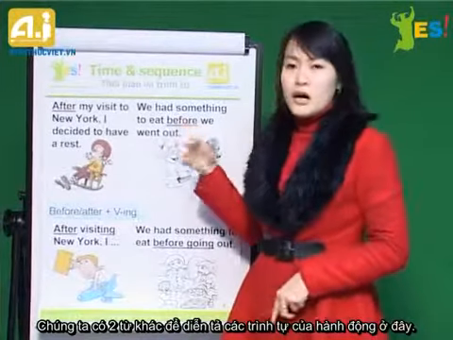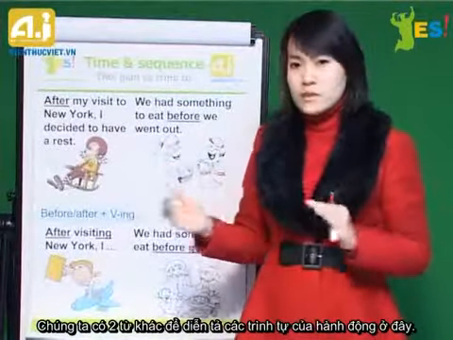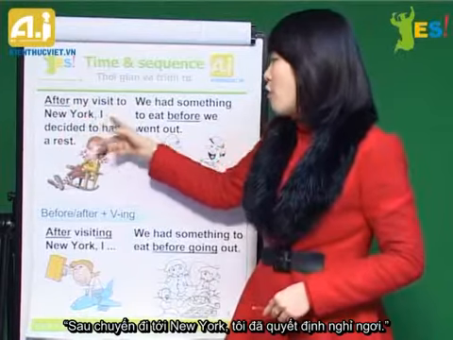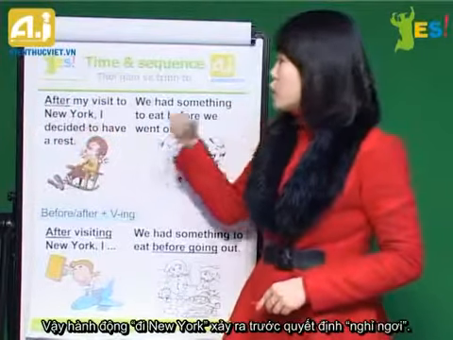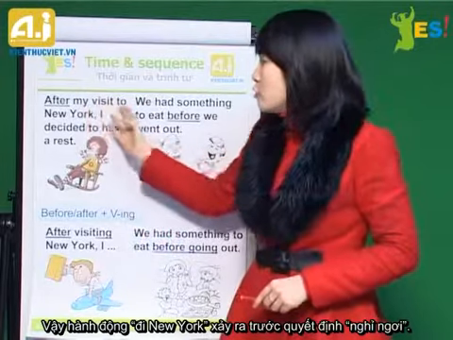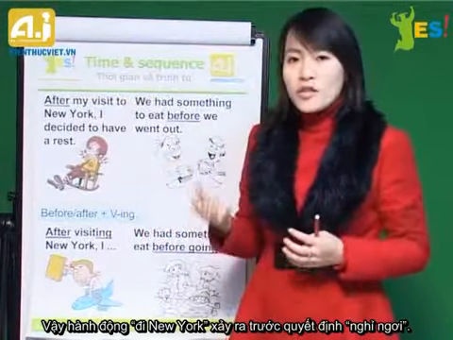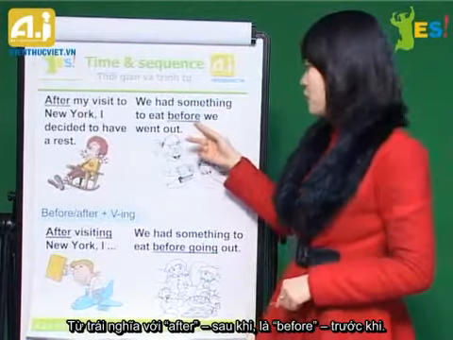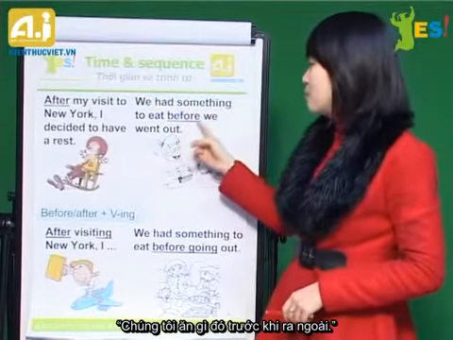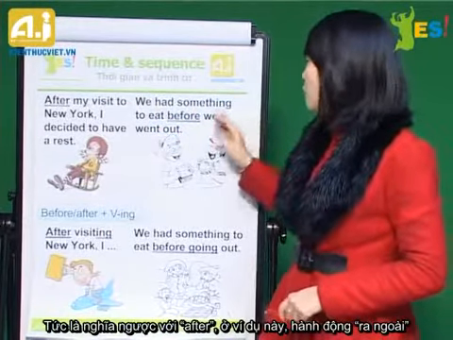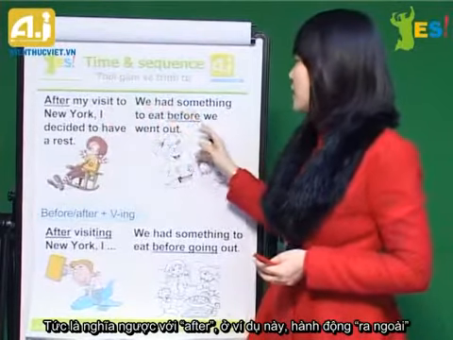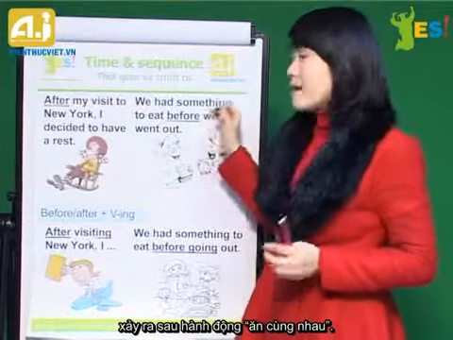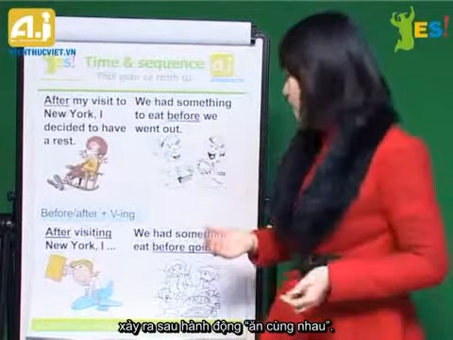Okay, we have two other words to describe the sequence of actions. We have after. After my visit to New York, I decided to have a rest. So the action of going to New York happens before the decision of having a rest. The word that has the contrast meaning with after is before. We had something to eat before we went out. So in this case, the action of going out happens after the action of eating together.